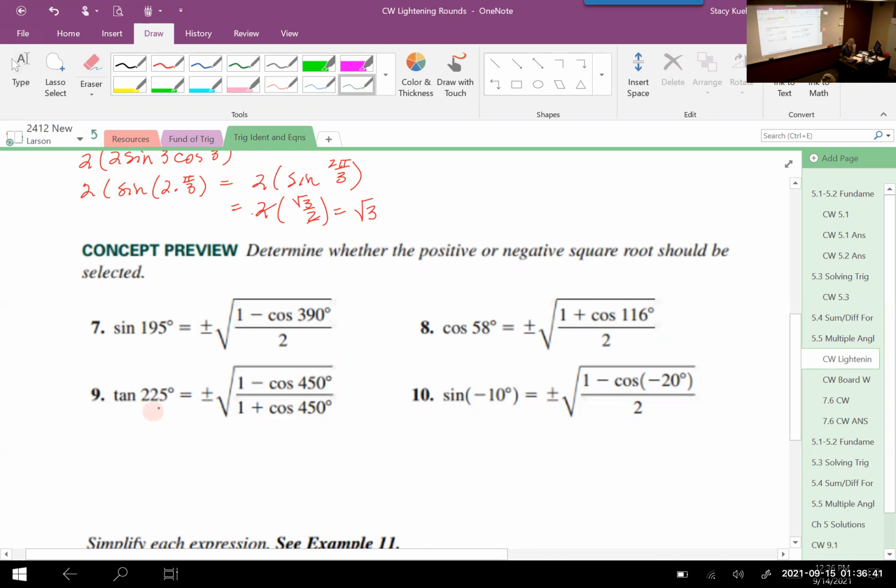By looking at that angle 225, which is in the third quadrant, the tangent's positive in the third quadrant, so we would use the positive. We're just looking at the first. All right, I think I got it.